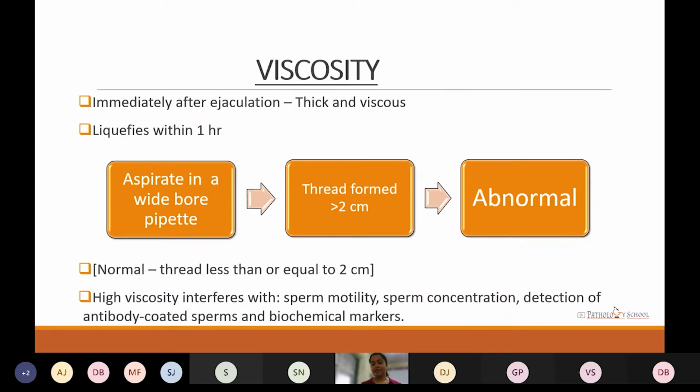Now, high viscosity will interfere with the sperm motility and the sperm concentration, and it will also interfere with the detection of antibody-coated sperms and biochemical markers. Increase in viscosity will cause poor invasion of the cervical mucus as well.